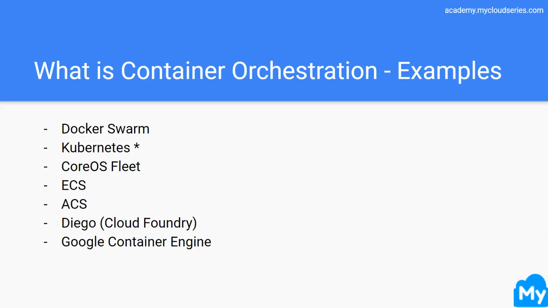Docker Swarm is owned by Docker, CoreOS Fleet is owned by CoreOS, ECS is owned by AWS, ACS is owned by Azure, and then we have Diego by Cloud Foundry, and then Google Container Engine, which is the same thing as Kubernetes basically. So ECS and ACS are more proprietary to Azure and AWS.